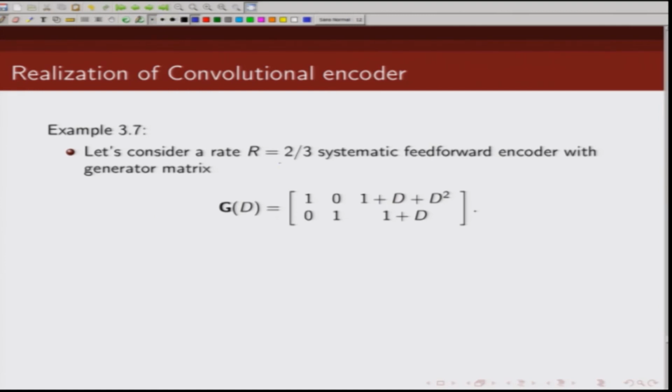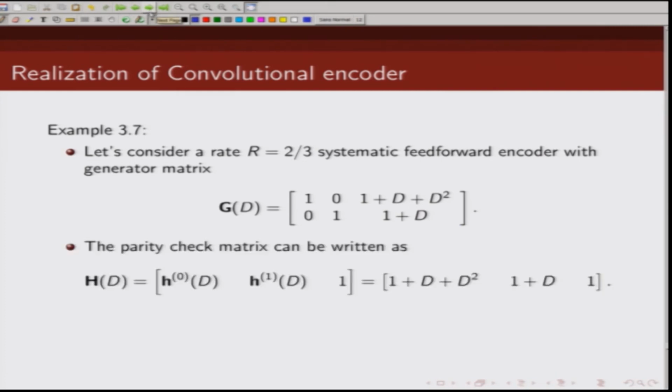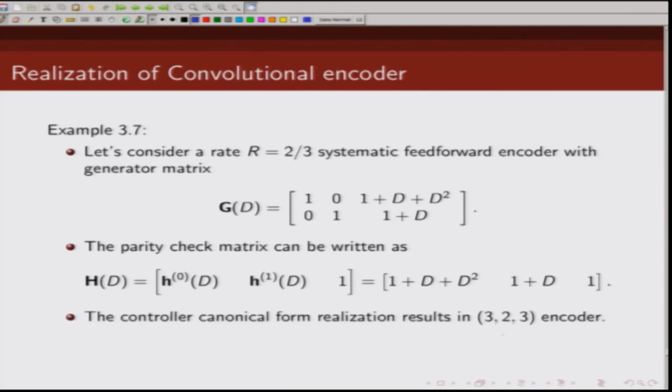We are considering a rate 2/3 systematic feed forward encoder whose generator matrix is given by this. Now, let us try to realize this generator matrix using controller canonical form realization and observer canonical form realization. The parity check matrix for this is given by this expression. We will just show you that.